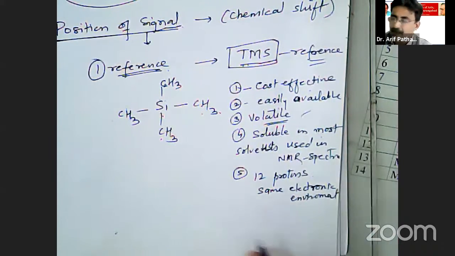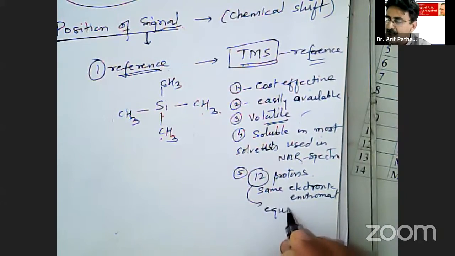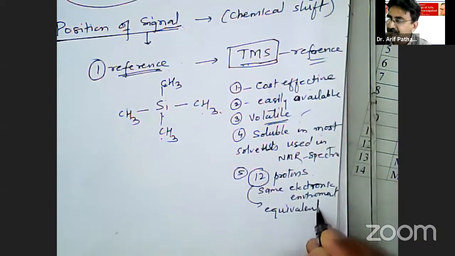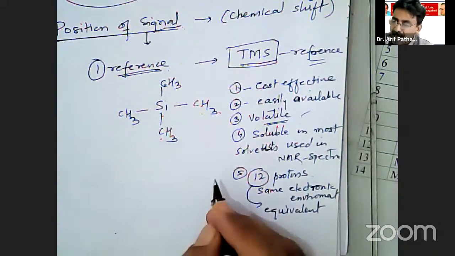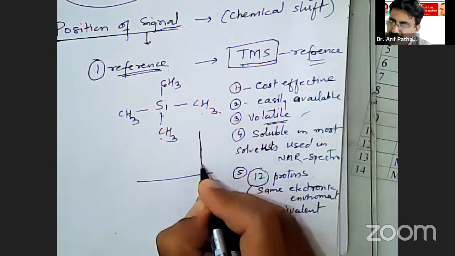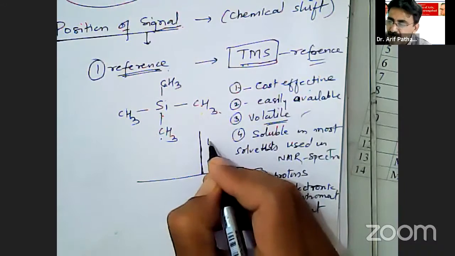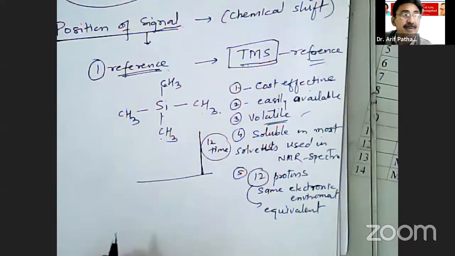Electronic environment means these 12 protons are equivalent. They are the same, identical. So you will get a signal whose height will be high, 12 times. Okay? कितनी रहेंगी उसकी intensity? It will be 12 times as that of one proton. 12 times रहेंगी उसकी height ज़्यादा रहेगी.